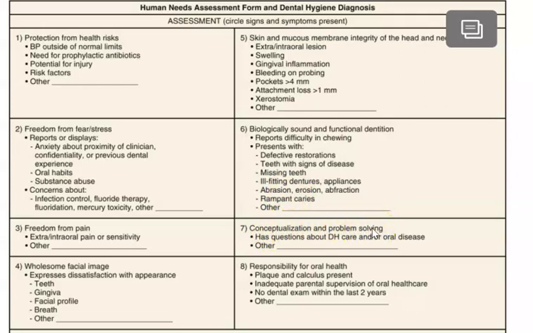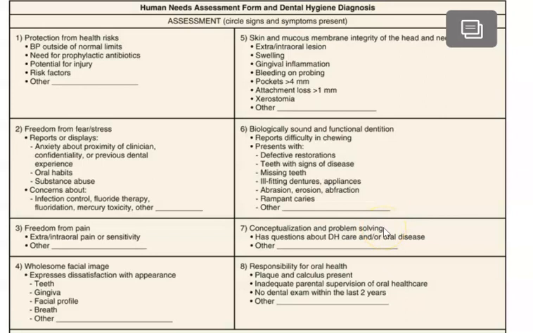So conceptualization and problem solving, this is when they have a question about anything dental hygiene related. And this is a question that the general public would not know. So it could be a question about, is there a link between diabetes and periodontal disease? And they heard about it, but they're not sure, and they're asking you that question. That's a conceptualization and problem solving type of deficit.